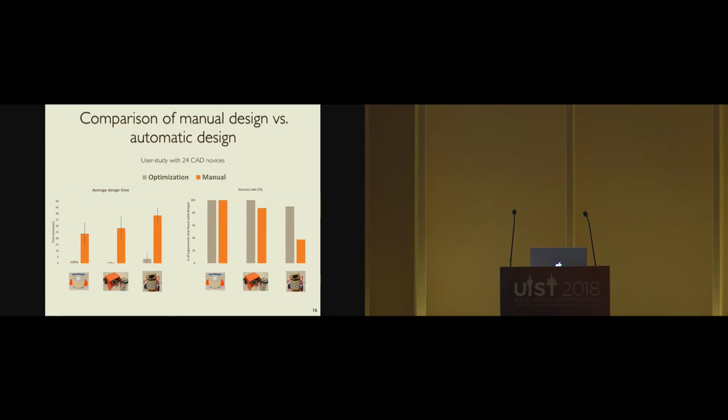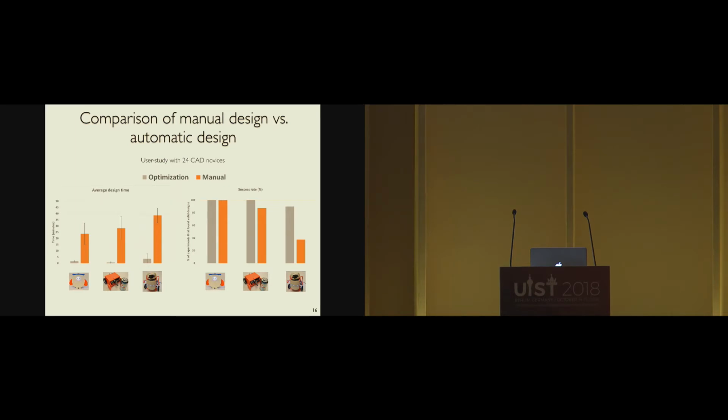Further, to measure the challenges of the design process, the second measure that we used was the success rate. We found that for some of our devices, such as the balancing robot, only 40% of the participants succeeded in finding a valid design in the allotted time of 45 minutes. Using optimization, on the other hand, increased the probability of finding a valid design in the allotted time, as well as reduced the average design time to less than 5 minutes.